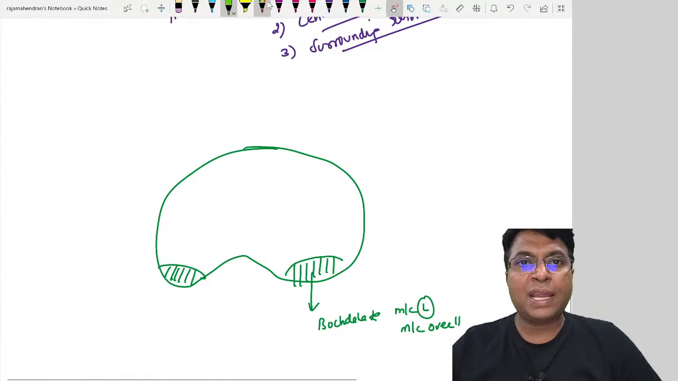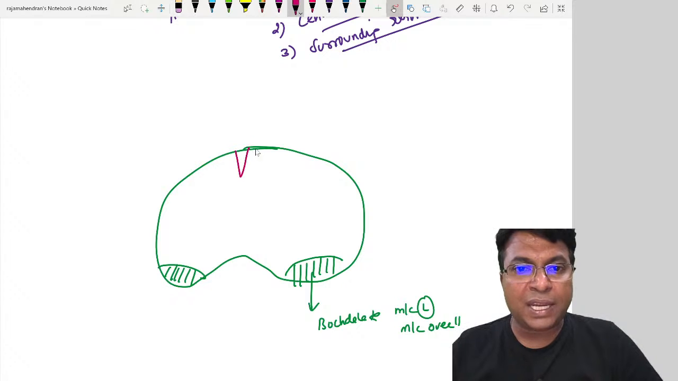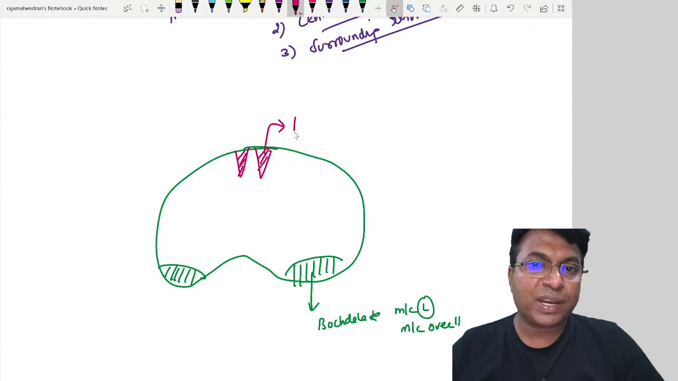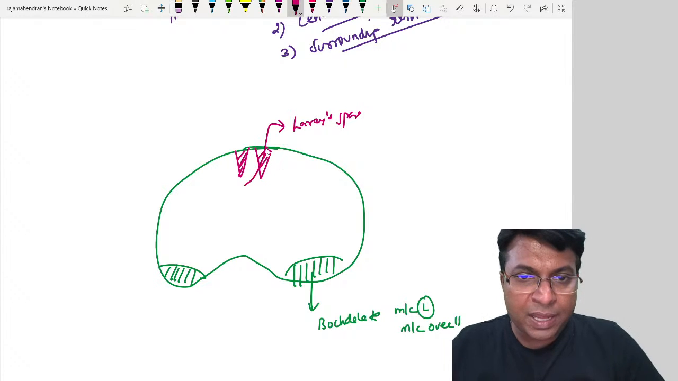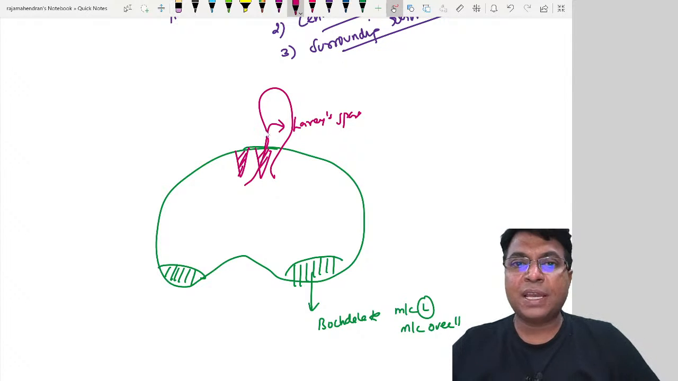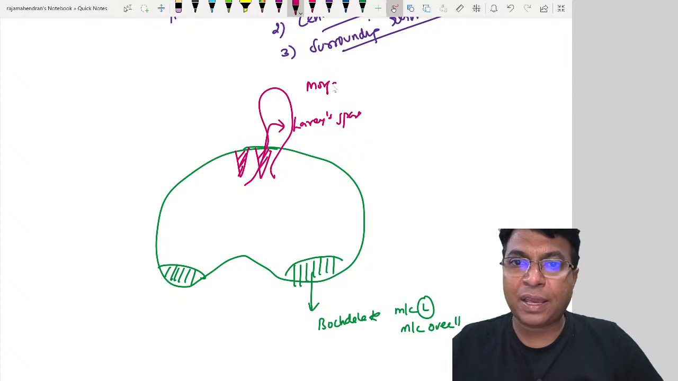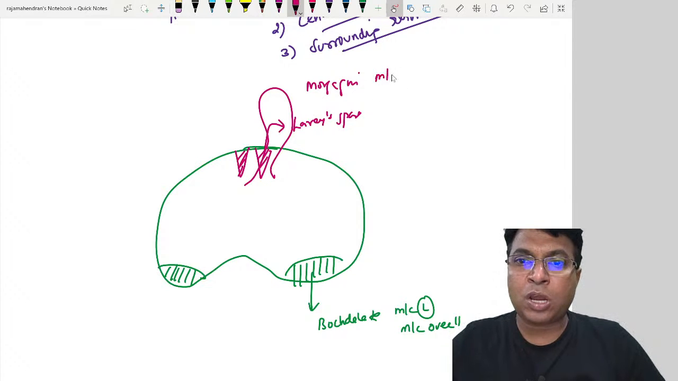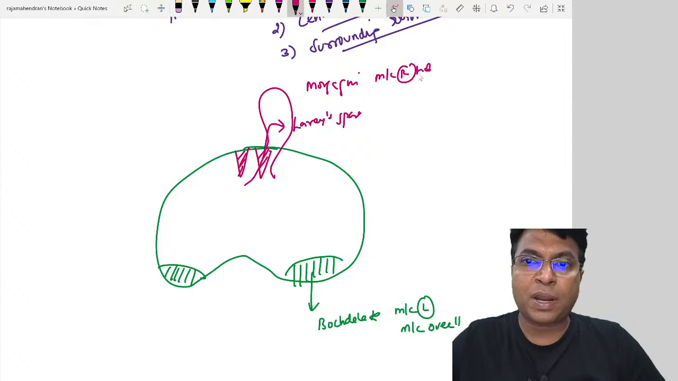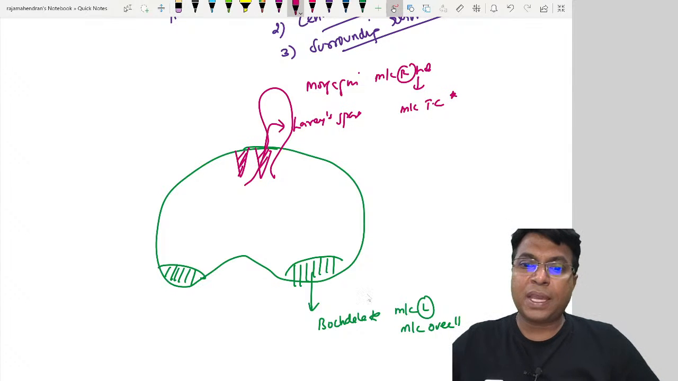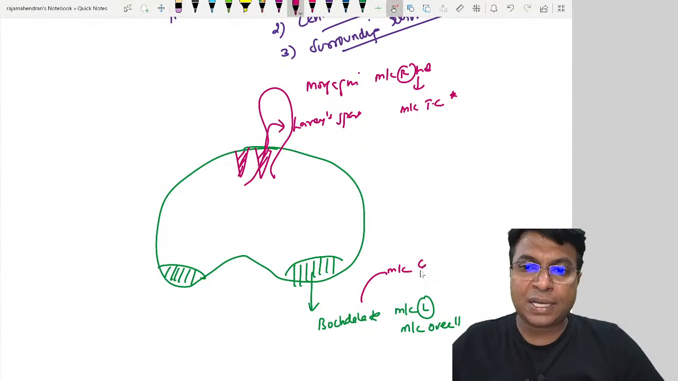Morgagni hernia is a hernia seen through an anteromedial defect. What is the name of this defect? It is the anteromedial defect known as Larrey's space. If a hernia happens through this Larrey's space, it is known as Morgagni hernia. It is most common on the right side. Most common content is the transverse colon. In Bochdalek, the most common content is stomach.